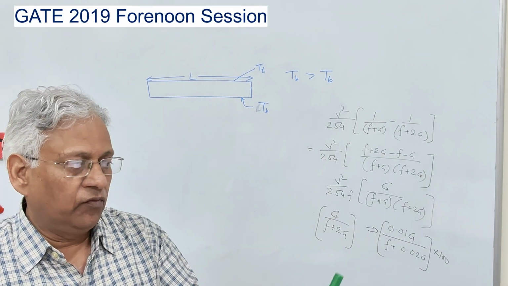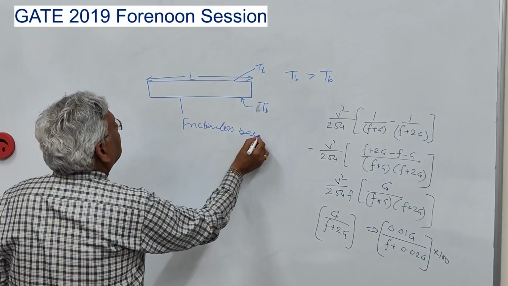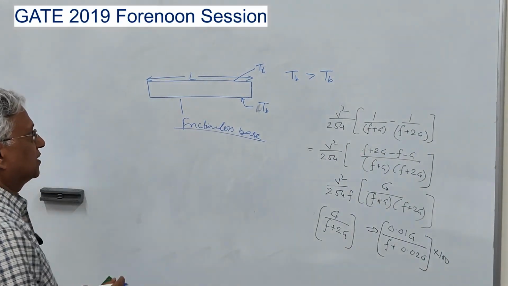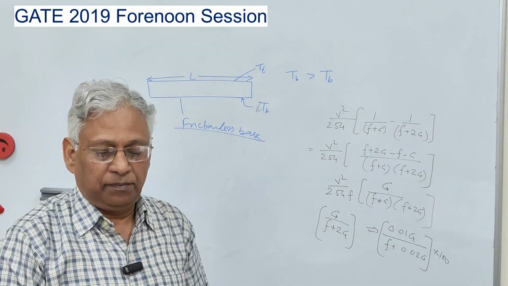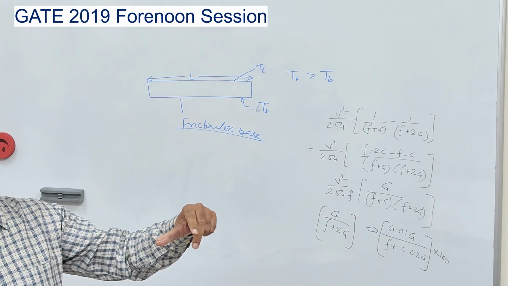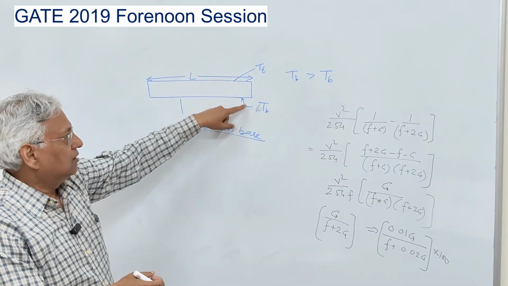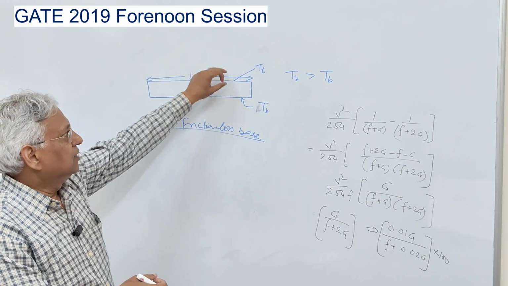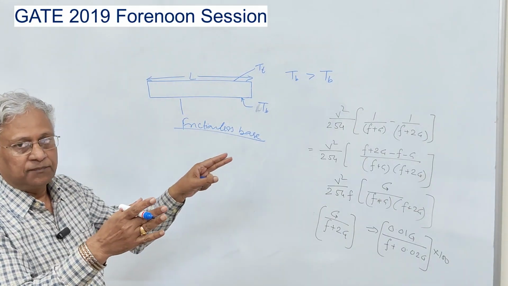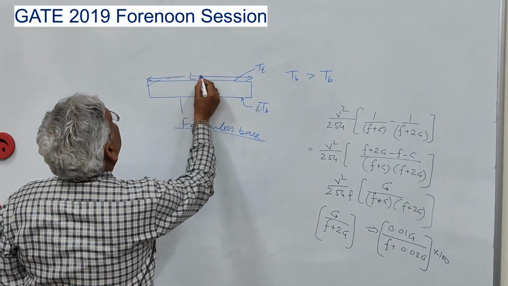There are three or four options. Now here this is frictionless. The slab is resting on a frictionless base. Now consider a slab which is resting on the subgrade or base course layer. When the temperature of the upper fiber is higher than the temperature of the lower fiber, then this will expand more than this one. So it will be a curling of this type.